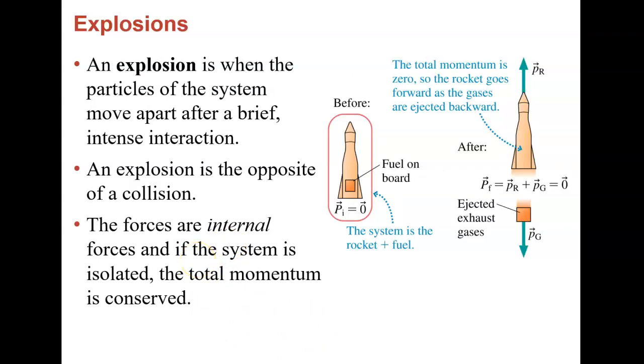All right, so you have things that collide. Now we have the opposite. An explosion is when particles of the system move apart after a brief interaction. So they start together, but they move apart. An explosion is the opposite of a collision. So instead of coming together or hitting together and bouncing apart, these things start together and go apart.